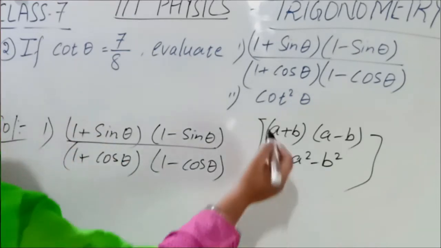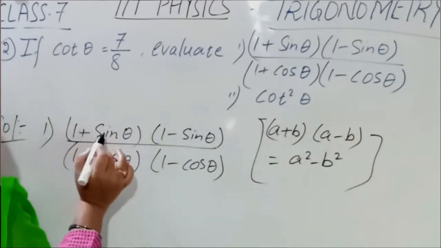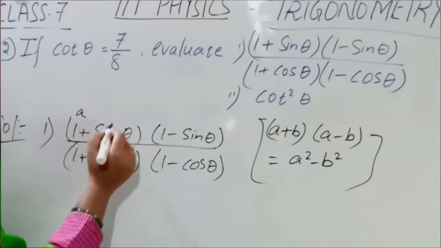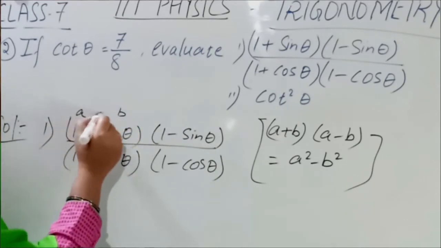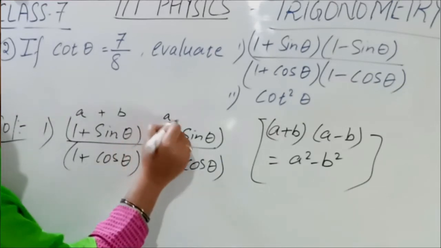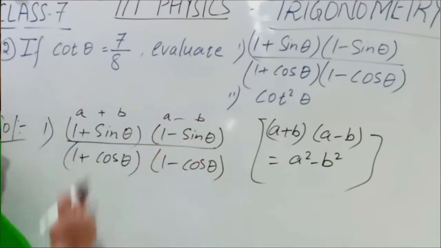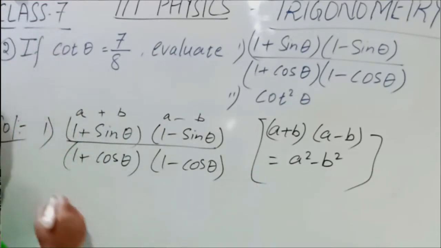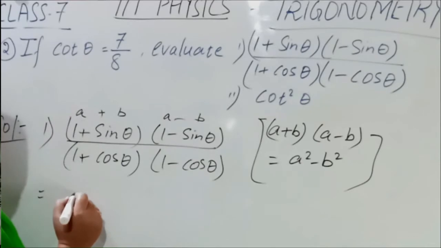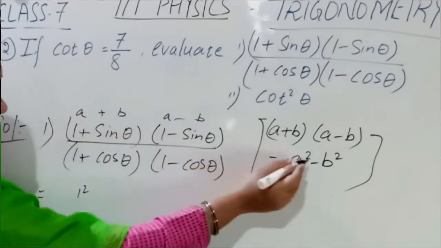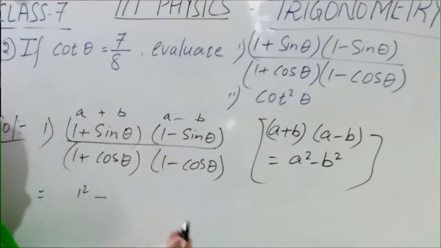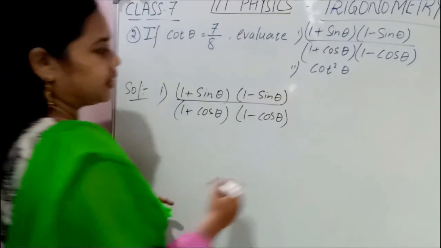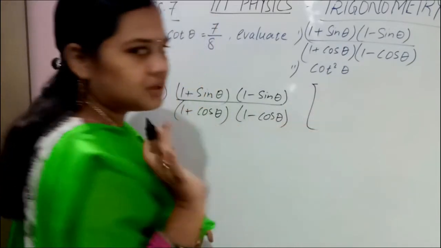So see, a plus b into a minus b, expanded, gives a squared minus ab plus ab minus b squared. You consider this an identity in algebraic expressions. A plus b into a minus b is equal to a squared minus b squared. This one we will use. So what is a? a is 1, and b is sin theta. Children, see, there is one formula.